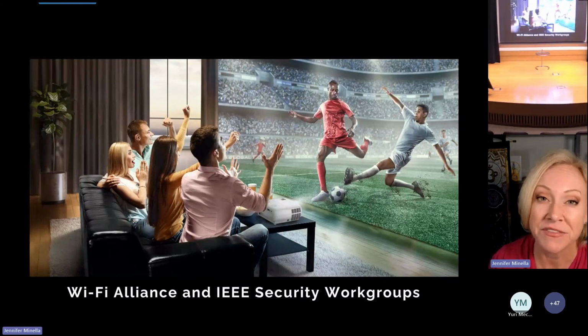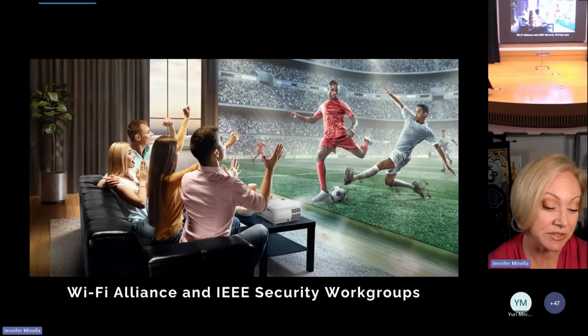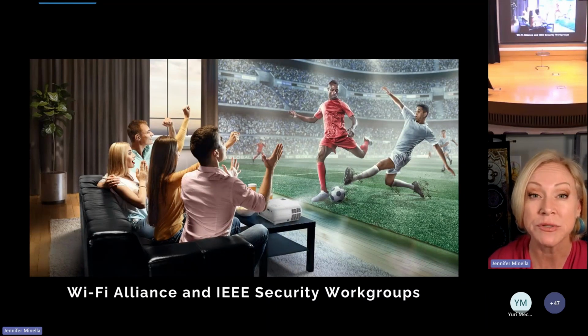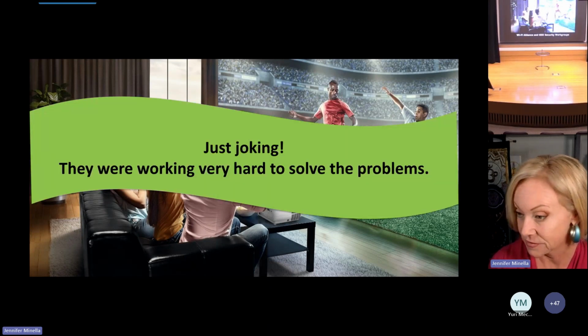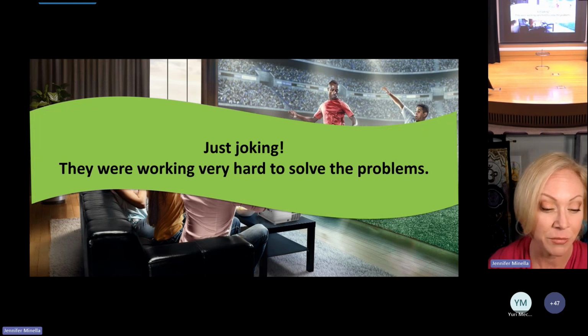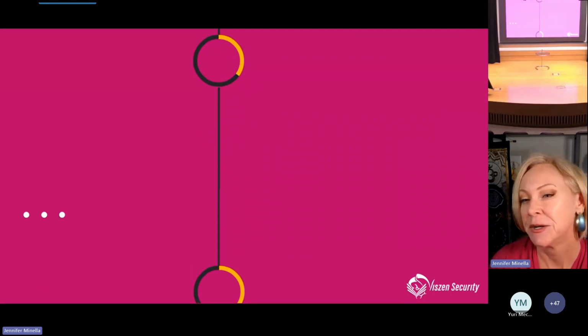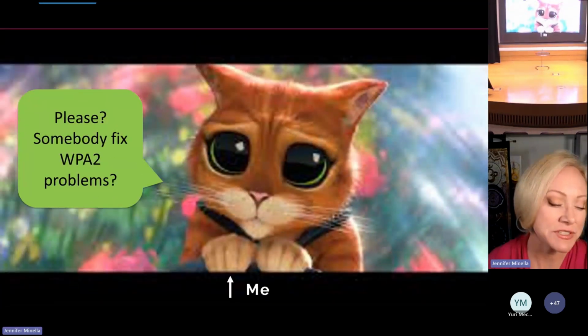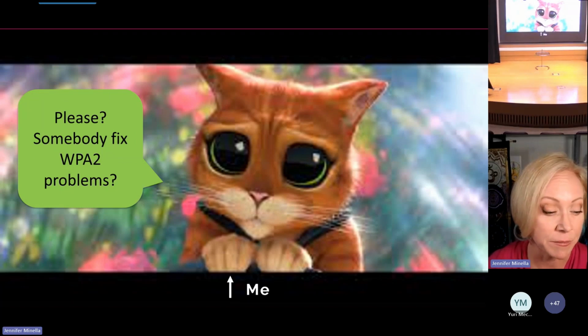And I'm picking on my friends in the work groups, because the Wi-Fi Alliance and IEEE security groups, we're just waiting for them to do something. I think they're watching soccer maybe, because they're not coming up with new tools. I'm joking. They're doing a lot of work in this space. But we're sitting there and we're waiting, and I'm just going, literally anything. Can somebody please fix any piece of this? Because we put little patches in place for some things.